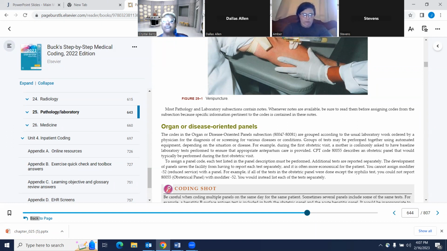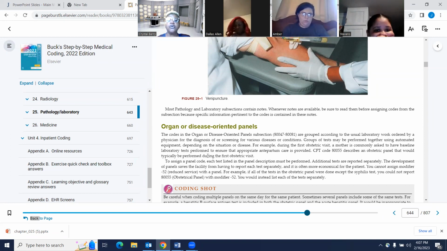They're grouped according to the usual laboratory work ordered by a physician. It has to be ordered by a physician for the diagnosis of or screening for various diseases or conditions. Groups of tests may be performed together using automated equipment depending on the situation or disease. For example, during the first obstetric visit, a mother is commonly asked to have baseline laboratory tests performed to ensure that appropriate antepartum care is provided.